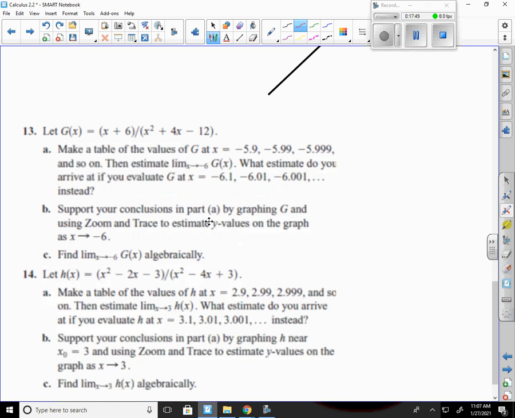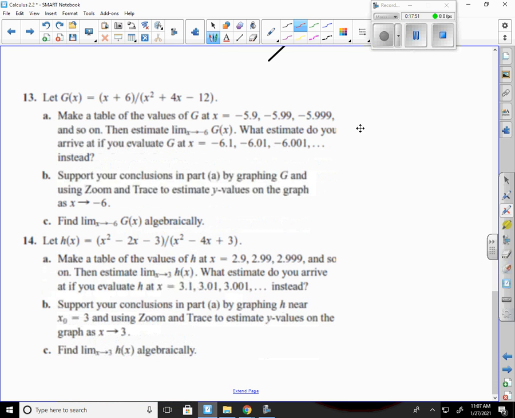Numbers 13 and 14, you really just needed to plug those into Desmos. When you plug those into Desmos, you'll be able to find what the values are, zoom in, and trace the line. So those two were easy, and I think I showed you multiple examples on how to do those ones.